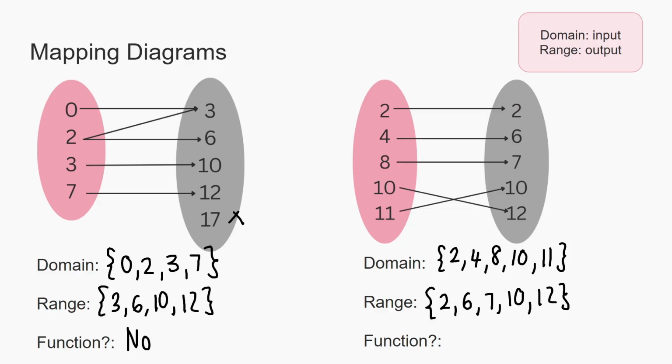Lastly, is this a function? Yes, it's a function. As you can see, each input maps directly to one output. 2 is always to 2, 4 to 6, 8 to 7, 10 to 12, and 11 to 10.